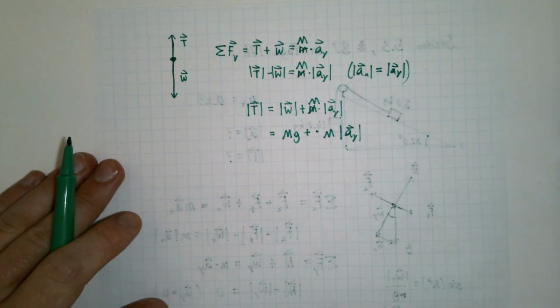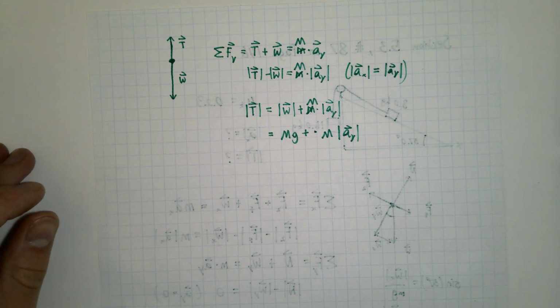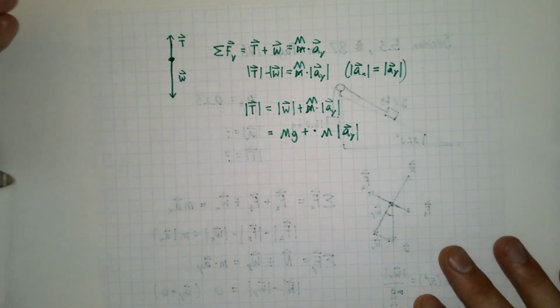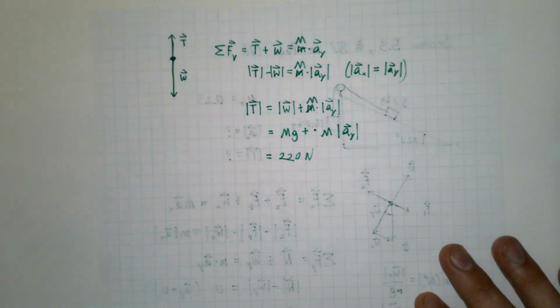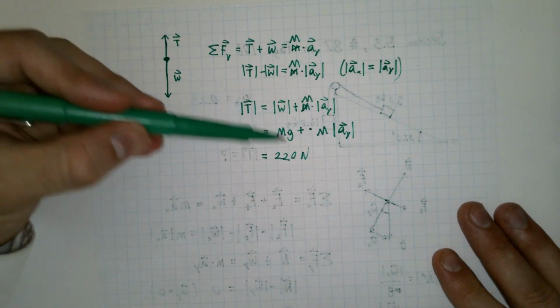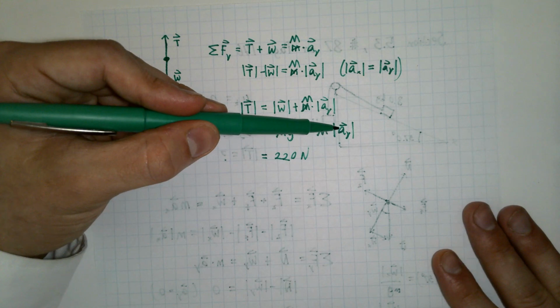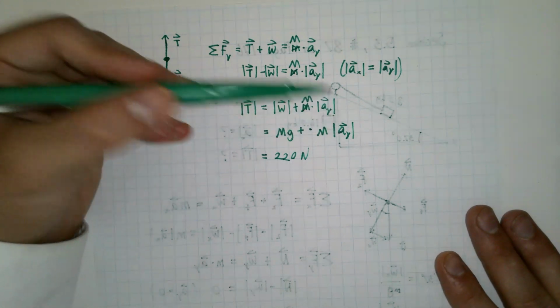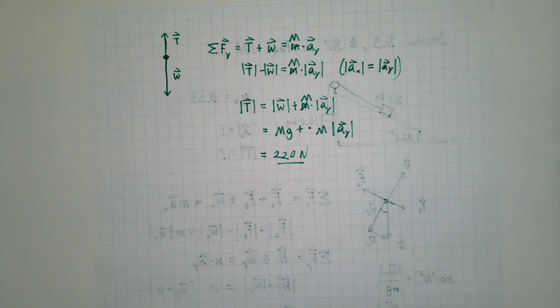All right, so we get 16 times 9.8 plus 4, and our tension is 220 newtons. Because 16 times 9.8 plus 16 times 4.0 gives us the 220 newtons that we're looking for. All right, thank you.